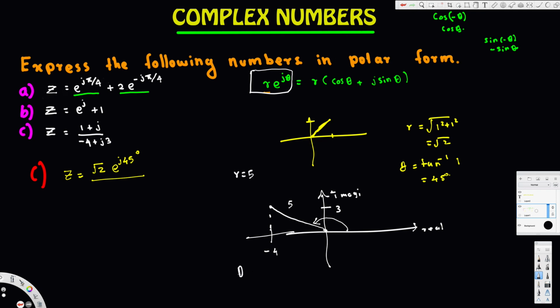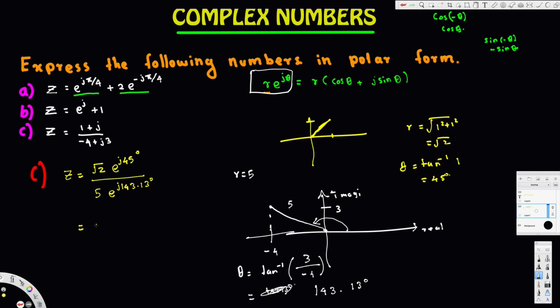Then angle theta is going to be tan inverse of the imaginary part, that's going to be our opposite, so 3 divided by adjacent, that's going to be negative 4, and if you calculate this angle, you are going to get, actually, 143.13 degrees. So we have the angle and the length, so we can express this one in polar form. So this is going to be 5 e power j 143.13.